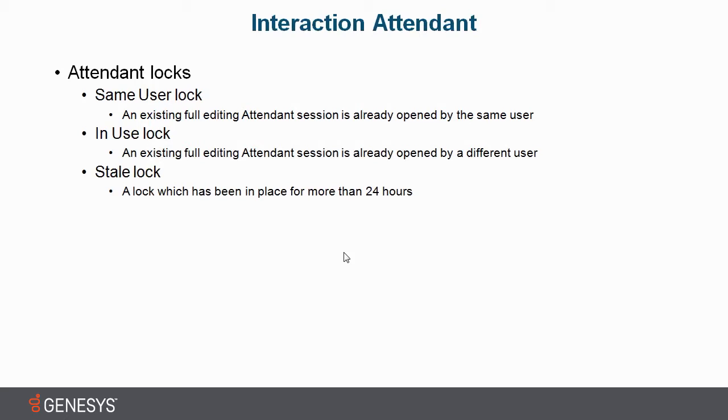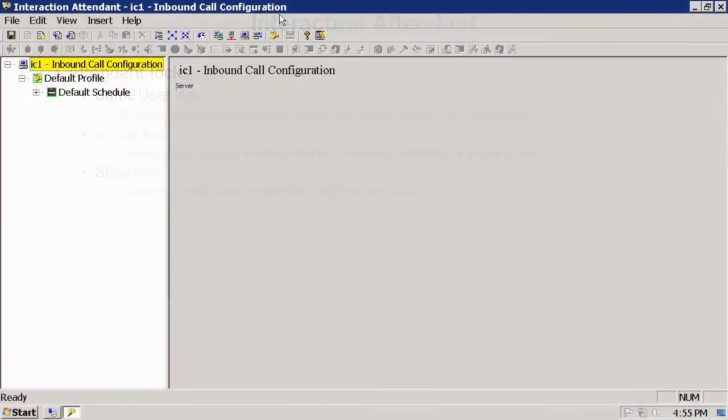Basically, a stale log can be overridden by the second user opening Attendant because it is assumed that the log has expired if it has been open for more than 24 hours. For the next part of my presentation, I'm going to show you the use of each of these three logs and the options that you have in dealing with them.